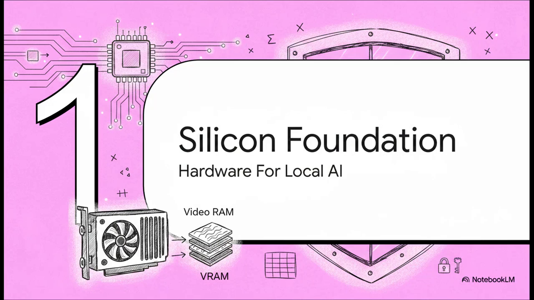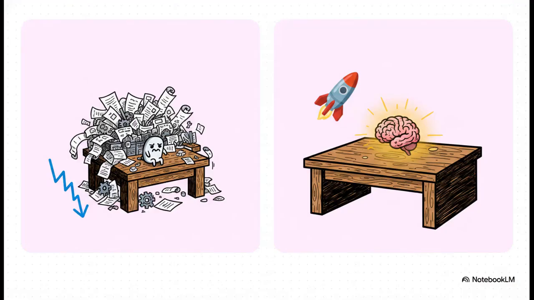Chapter 1. The Silicon Foundation. To actually build this vault, we've got to start with the physical hardware. Specifically, we need to understand the underlying physics of large language models and the sheer, unavoidable mathematical necessity of video RAM. Think of your GPU's video RAM or VRAM as a digital workbench. If your workbench is too small, say you only have 8 or 12 gigabytes, your AI brain can only think about a tiny sliver of information at once.